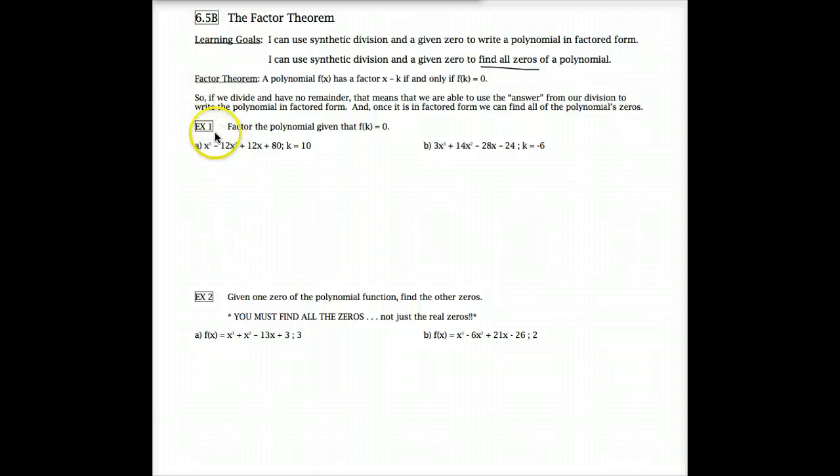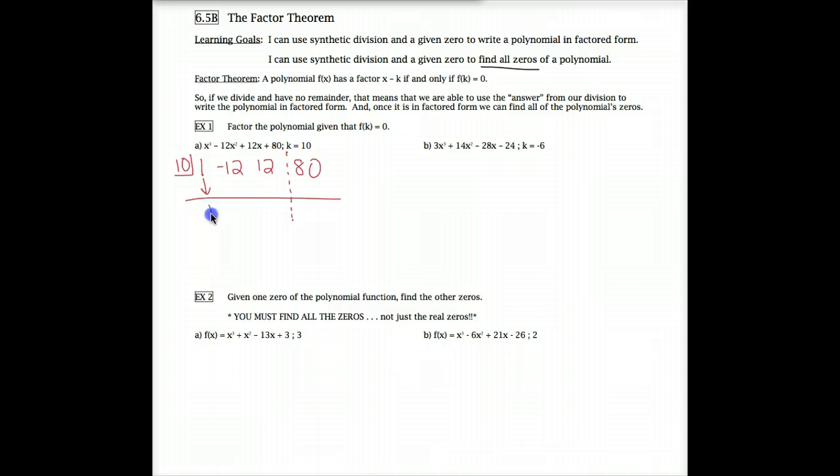All right, so example 1, factor the polynomial given that f of k equals 0. So it's saying f of 10 equals 0, meaning that x minus 10 has to be a factor. So all we do is we set up our little synthetic division box just like we did in the last lesson. We put the 10 inside here. We put the coefficients of the polynomial in the top row again. So 1, negative 12, positive 12, 80. We draw our line and our dashed vertical line.